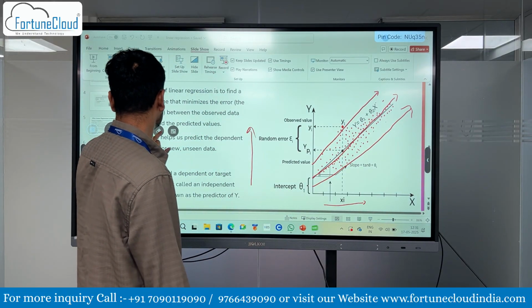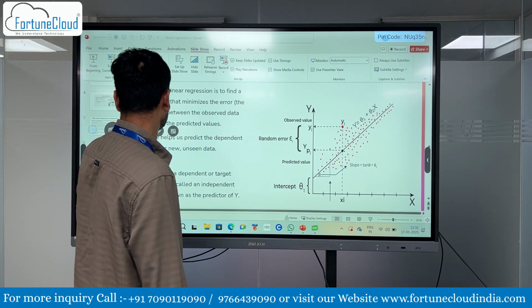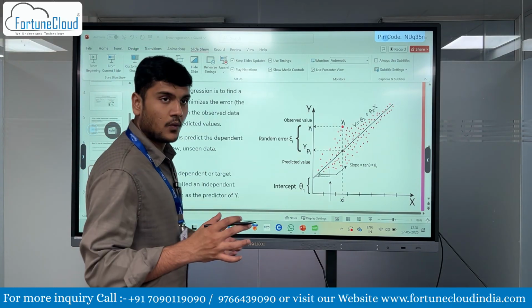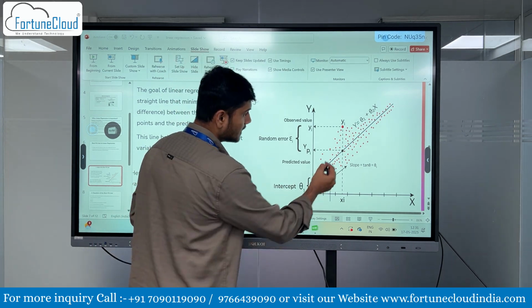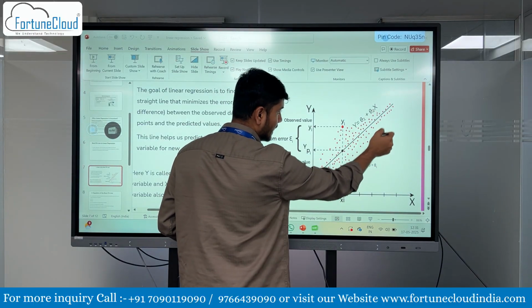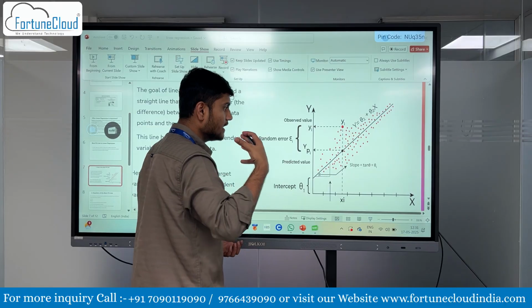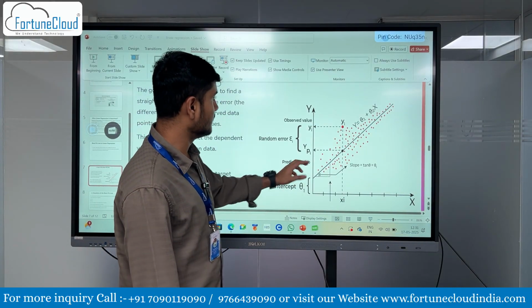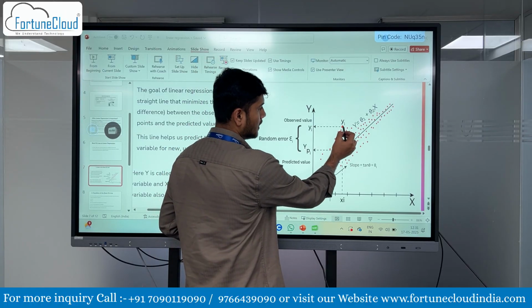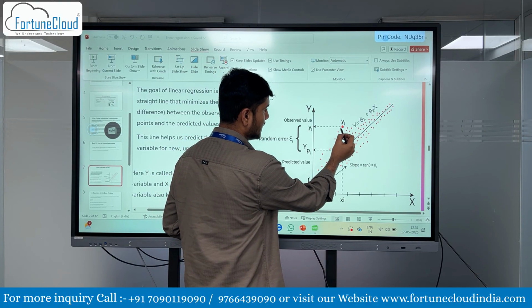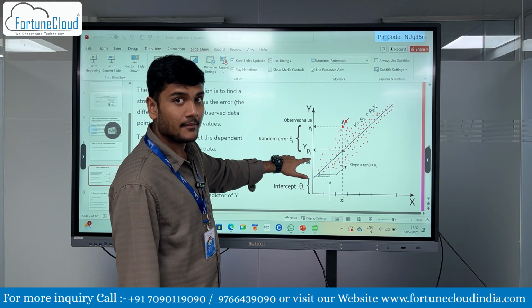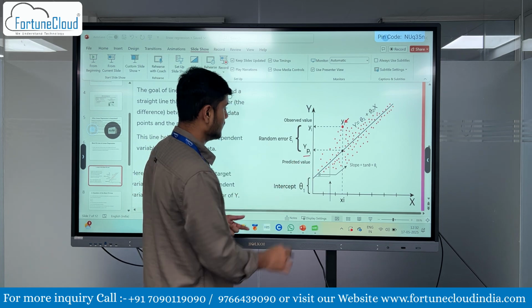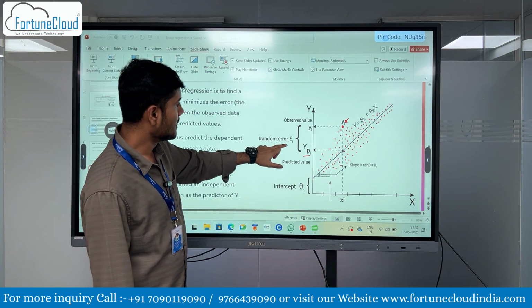What do you mean by the observed value and the predicted value? Let me give you an example. Observed values are the values which are already present in our data set, the red points. Now, for this red dot, this is the observed value, and this is the value which is predicted by my algorithm. This is the predicted value, and the difference between them is my random error.